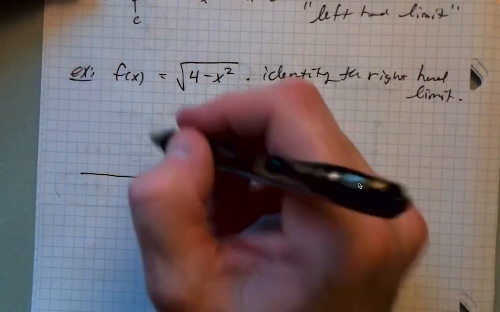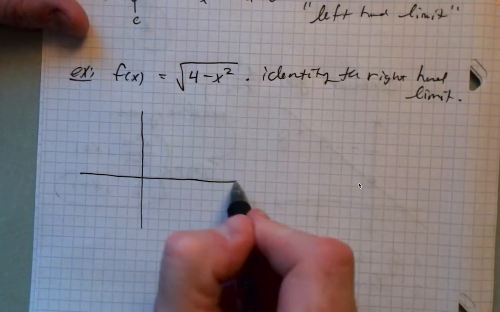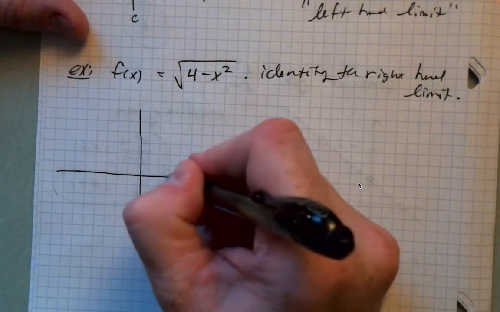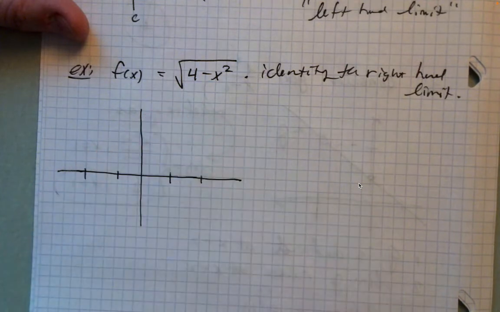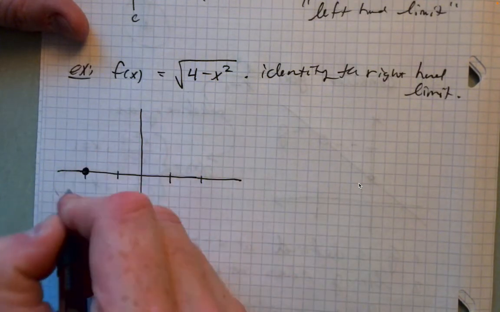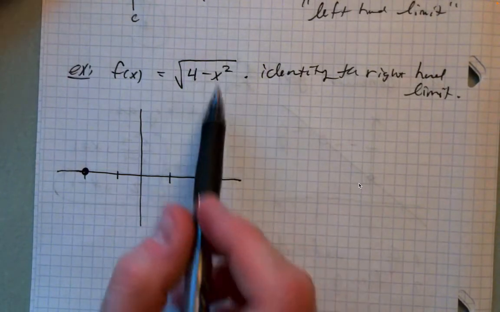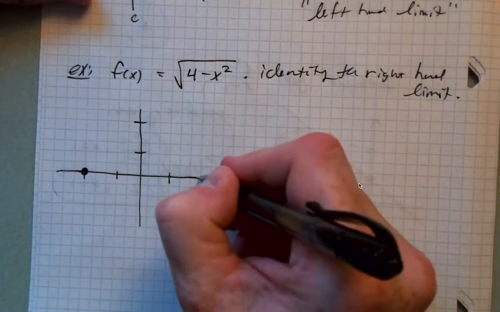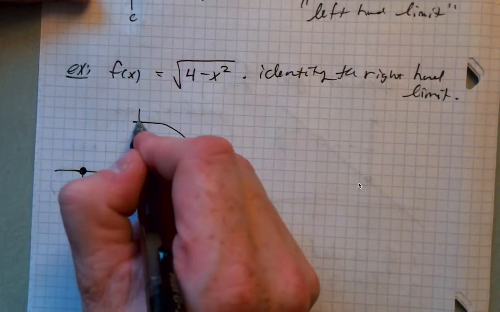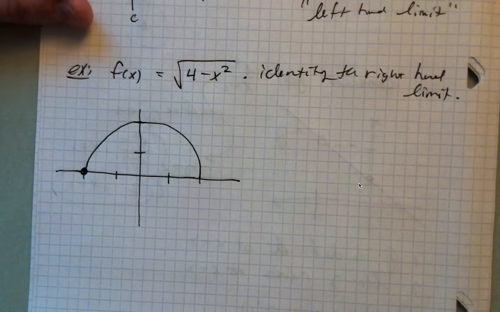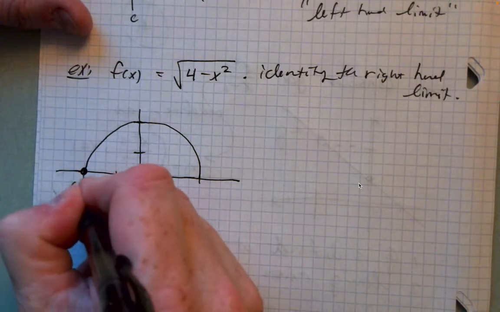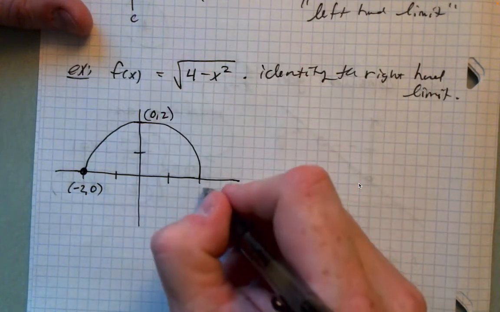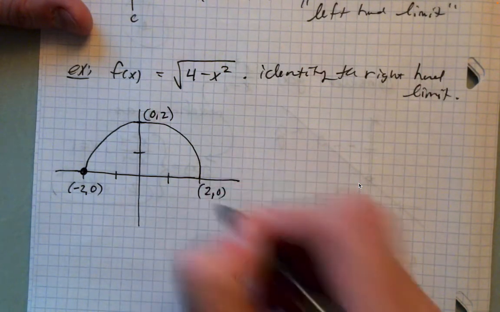So first of all, this is a function that's not everywhere defined, right? So this is basically going to define a semicircle. Okay, so you've got a function that's going to start over here, and it kind of comes up like this, goes through y equals 2, and then down to x equals -2. So this would be the point -2, 0. Right, and this would be, of course, 0, 2 up here, and this would be 2, 0 over here.